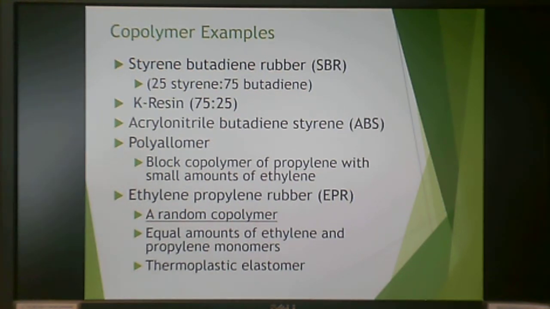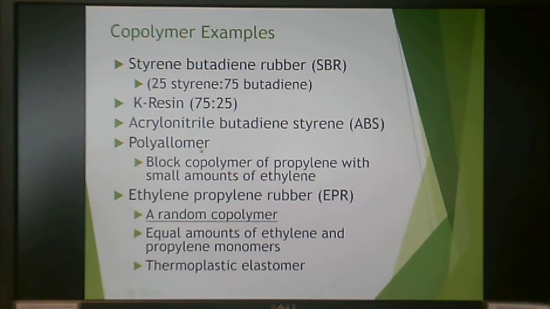Some examples of copolymers are styrene butadiene rubber. This is 25% styrene, 75% butadiene, and that produces a rubbery material. If you change those ratios, in other words 75% styrene and 25% butadiene, you get K resin, and that's very different, it's not rubbery, it's very different in its behavior. Acrylonitrile butadiene styrene is a copolymer. It's a terpolymer because it has acrylonitrile, butadiene, and styrene units all within it.